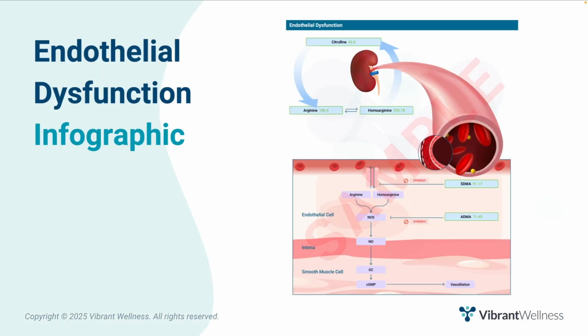The endothelial dysfunction section includes this wonderful infographic you can use to teach patients about nitric oxide-related vascular health, specifically showing how arginine and homoarginine promote nitric oxide production and vasodilation. Meanwhile, SDMA and ADMA inhibit nitric oxide production.